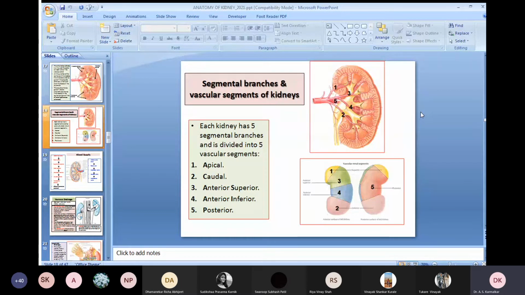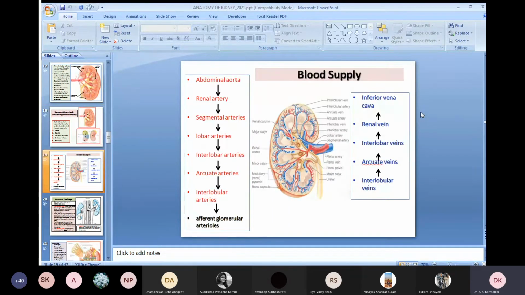Now, this is a very simple flow chart, which is showing the arterial supply and the venous drainage. Now what happens? The branch arising from the abdominal aorta is the renal artery, which gives the segmental artery, which will give the lobar artery, which will divide to form the interlobar artery, and at the base of the pyramid it will form the arcuate artery. From the arcuate artery, at a right angle, there appears an interlobular artery, and this interlobular artery, at a right angle, will give the afferent glomerular arteriole.